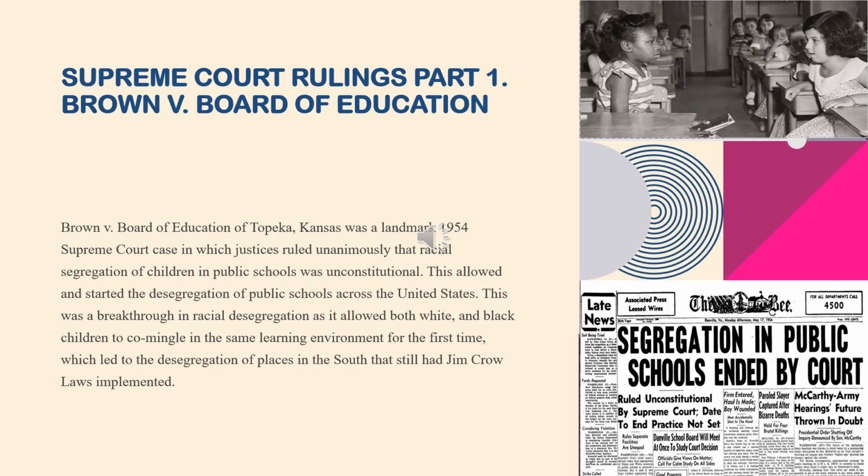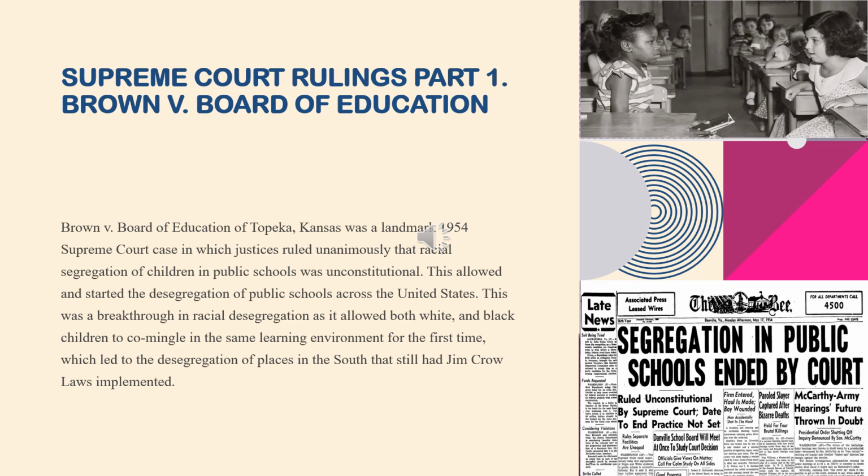So we move on now to Supreme Court rulings. The first Supreme Court ruling that I decided to cover was the Brown versus Board of Education Supreme Court case. The reason I decided to cover this case was that it was a landmark Supreme Court case that happened in 1954, in which the justices ruled unanimously that racial segregation of children in public schools was unconstitutional and went against constitutional rights.